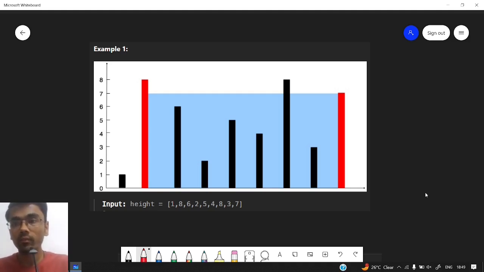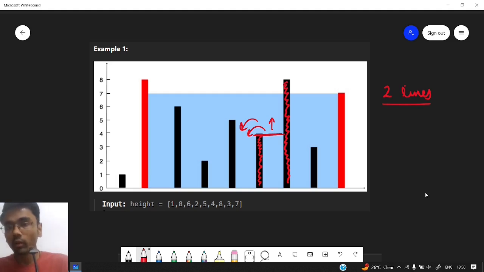The question is saying that we need to select two lines such that we can store water within these two lines. For now, understand this thing only, that we need to select two lines. So let's say I select this line and I select this line. What is the amount of water that I can store by these two lines? Obviously I can store water till here, because if I go above this height, the water will come out from here.